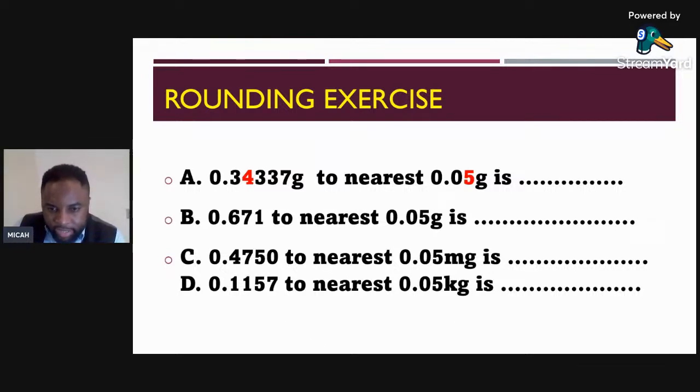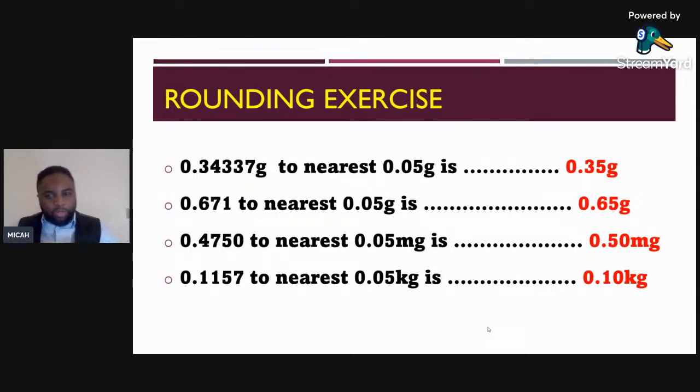Okay, let's look at the answers. The answers are 0.35 grams for A, 0.65 for B, 0.50 for C, and 0.10 for D. These are the correct answers, literally following the steps that we talked about initially. You look at the number that 5 represents in your answer. In the first example, the 5 in 0.05 grams sits at the 4 in our actual number, and that's what we need to put our focus on.